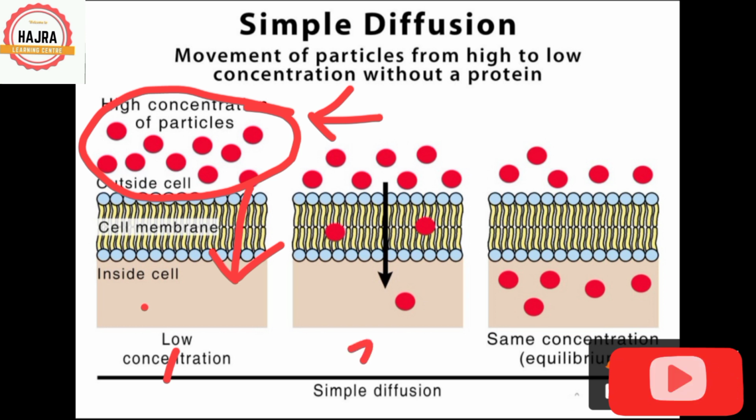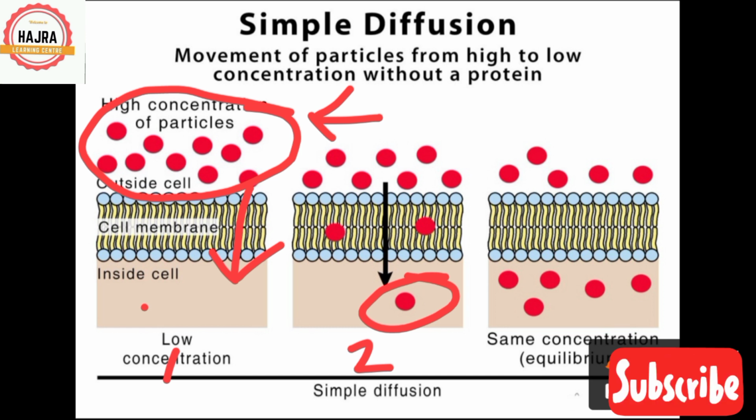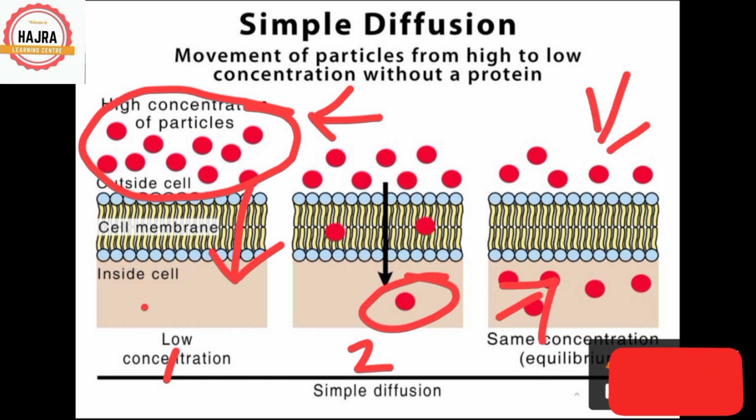Look at picture number 2. One molecule enters the cell. Look at picture number 3. There is the same amount of molecules outside the cell as well as inside the cell. This condition is called equilibrium. Both sides, inner and outer, have an equal amount of molecules.